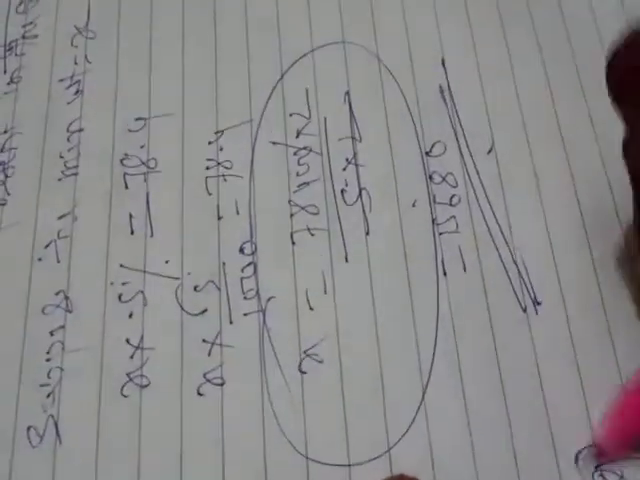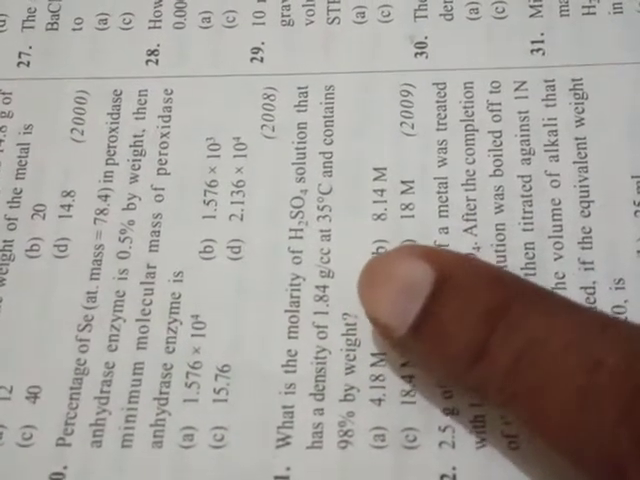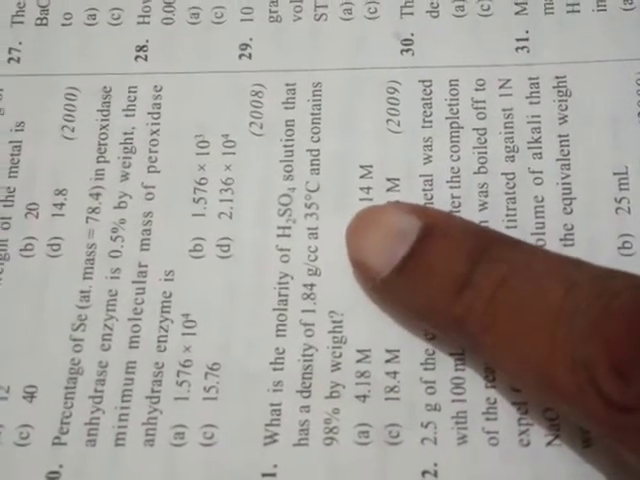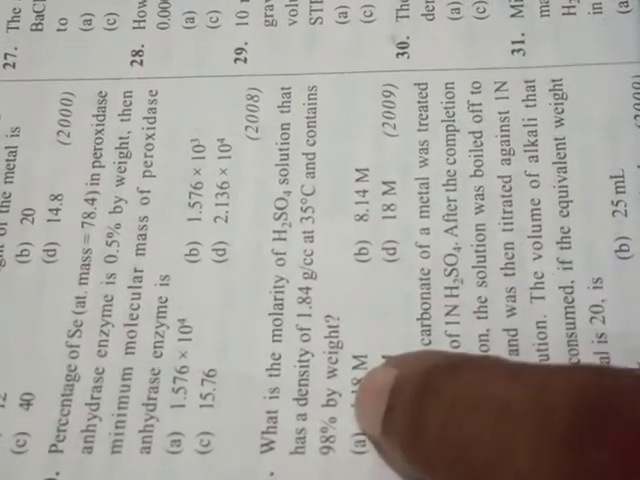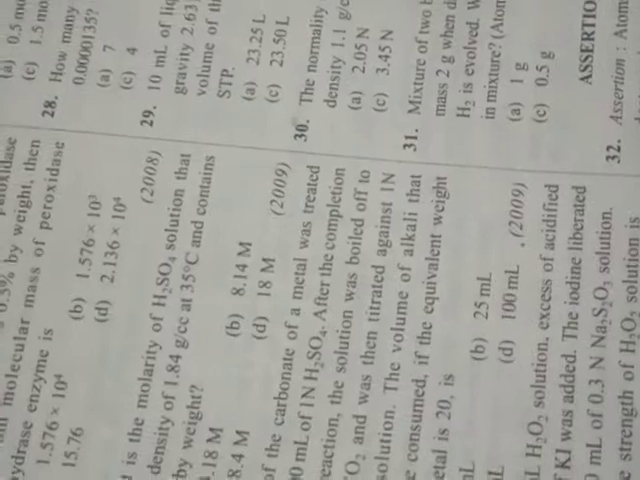Okay, now see, we are coming to question number 21. See what question number 21 says to us. What is the molarity of H2SO4 solution that has the density 1.84 gram per cc, 35 degrees centigrade, and contains 98% by weight? See, how to make these kinds of questions.